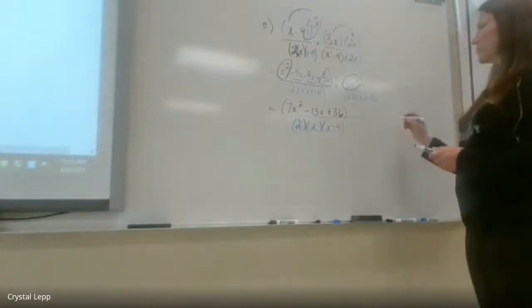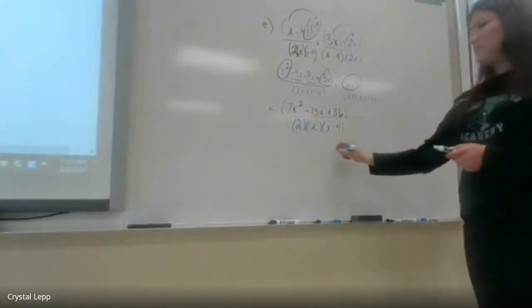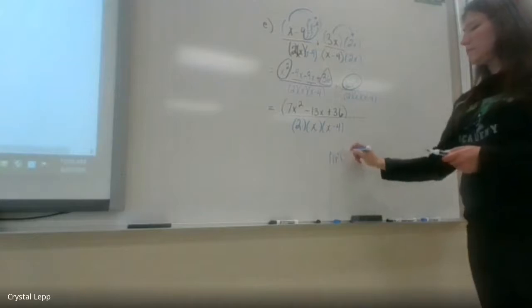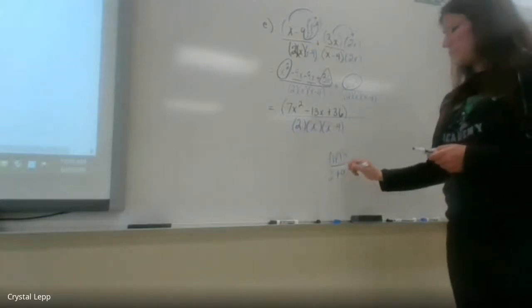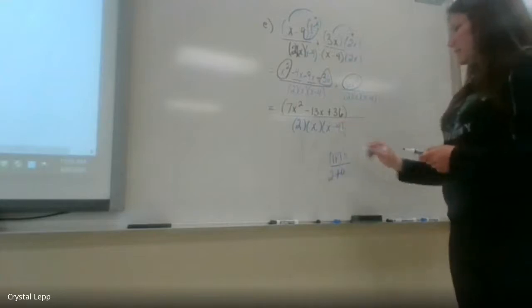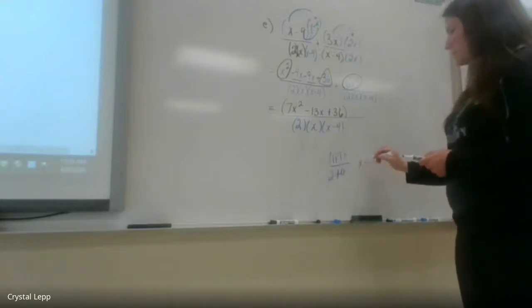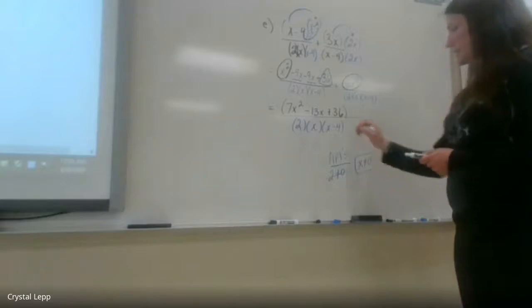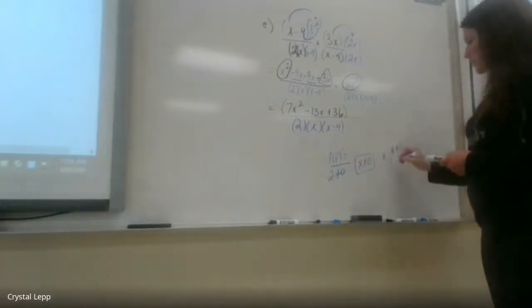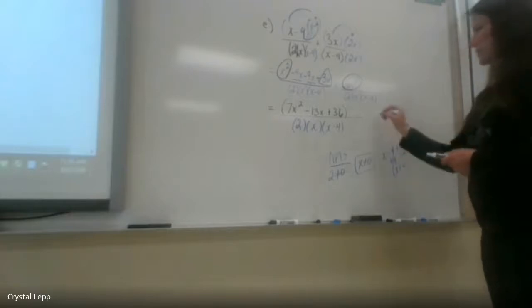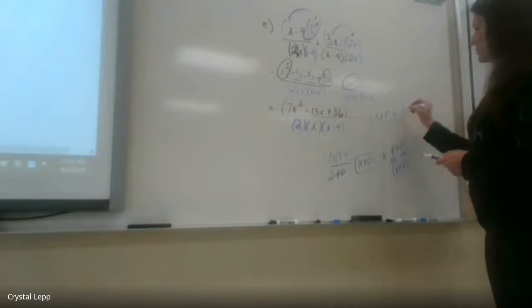But we can't quit until we state our NPVs. So our NPVs are going to be 2 cannot equal 0, which is true, but not an NPV. X cannot equal 0, which is done. And then x minus 4 cannot equal 0. So we add 4. X cannot equal 4. And then we state our NPVs with a semicolon behind. So we say x cannot equal 0 or 4. And that's my answer.